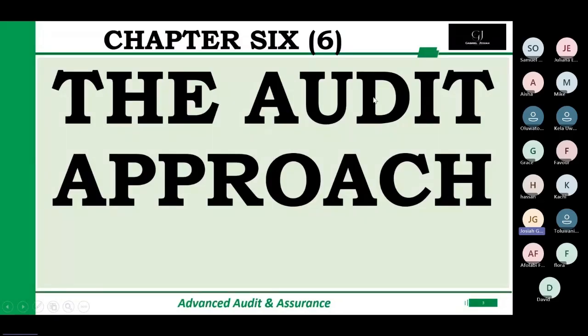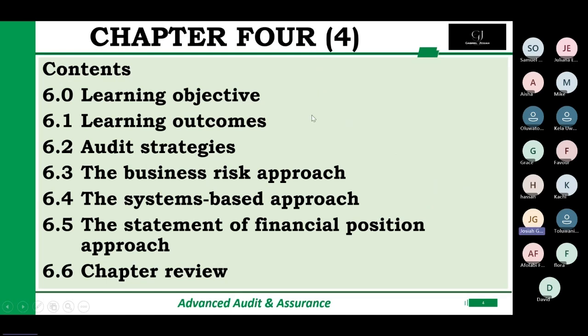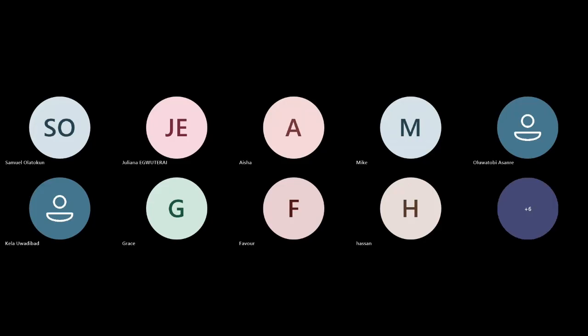So let's look at the audit approach. And that speaks to chapter 6, the audit approach. Another significant area the examiner tests in the AAA paper. So we have the content. Now, the current study text has changed practically. Okay, sorry, that's not chapter 4. Let me change. It's chapter 6.